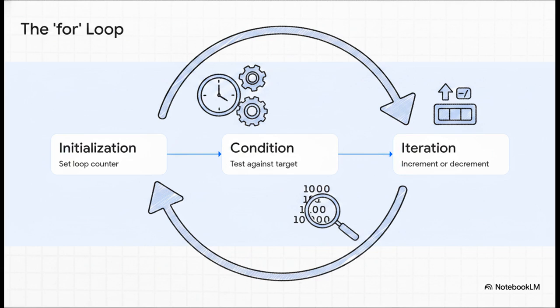First, initialization. You set a starting loop counter. Second, the condition. The program tests if a target value is met. If it's true, it runs the code. And third, the iteration. It increments or decrements the counter and just starts the test all over again. It totally demystifies how computers can do repetitive tasks so unbelievably fast.